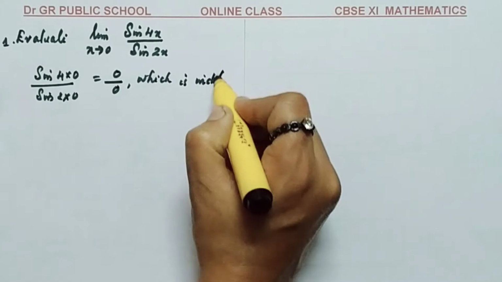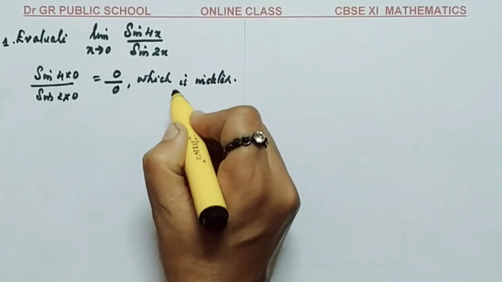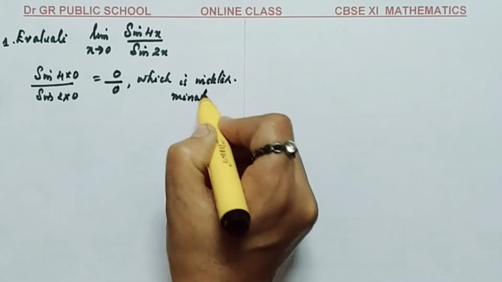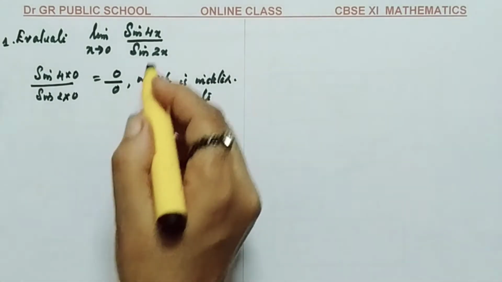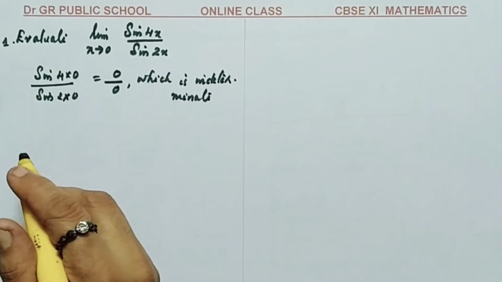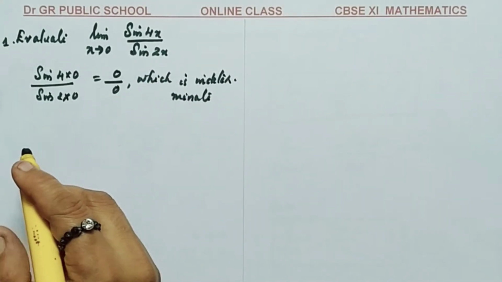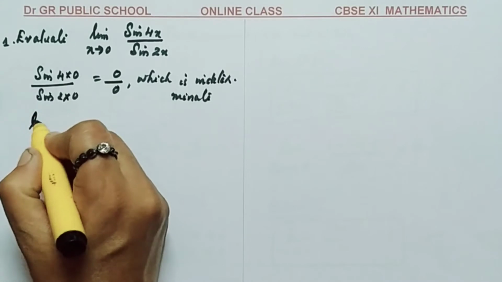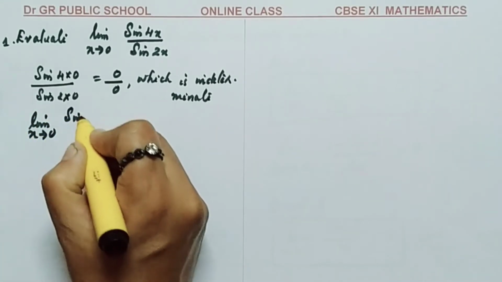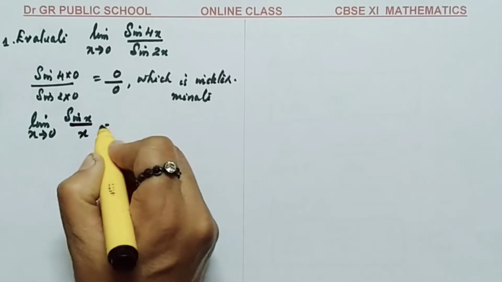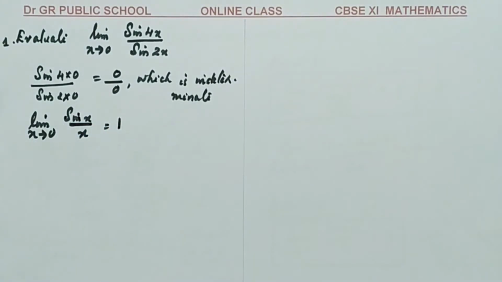So for every limit, you need to apply the direct substitution method at first. When it becomes indeterminate, you need to move to the second step. Here the second stage is that the given function is a trigonometric function. So think about the result: limit x tends to 0, sin x by x equal to 1. This result we are going to apply here.